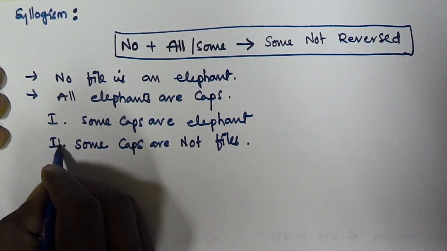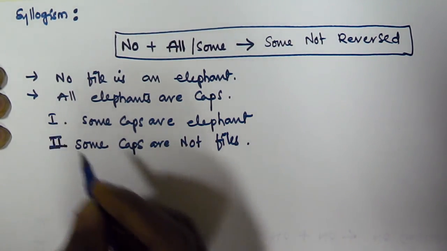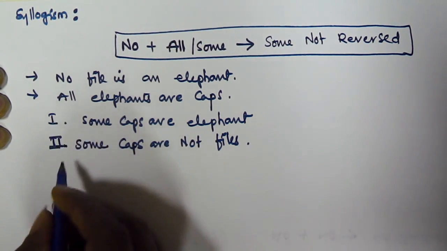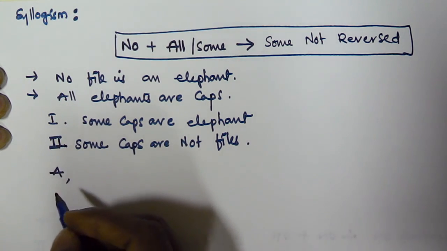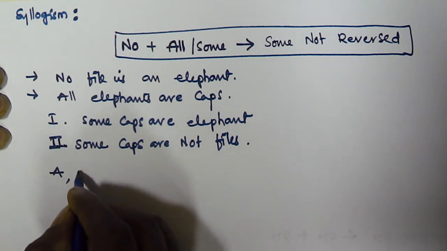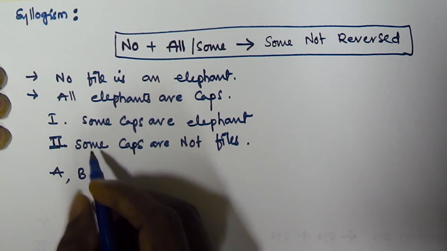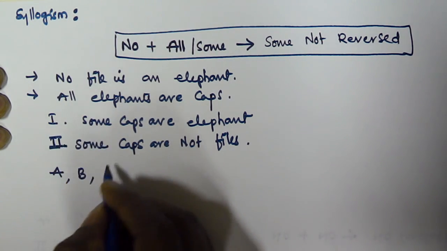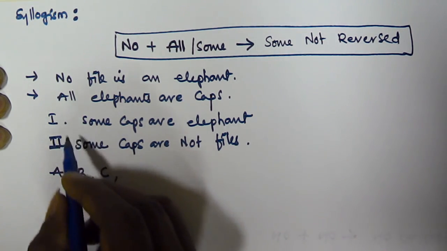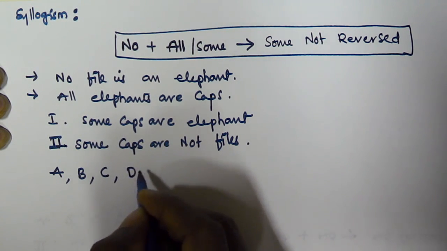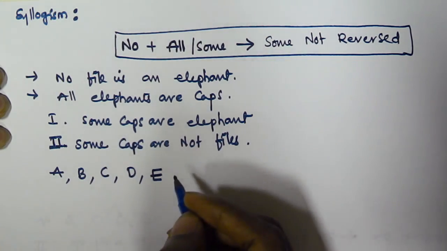So if conclusion 1 alone is true, we have to select option A. If conclusion 2 is true, then we select B. If either 1 or 2 is true, we select C. If both are false, then we select D. If both given conclusions are true, then we select option E.